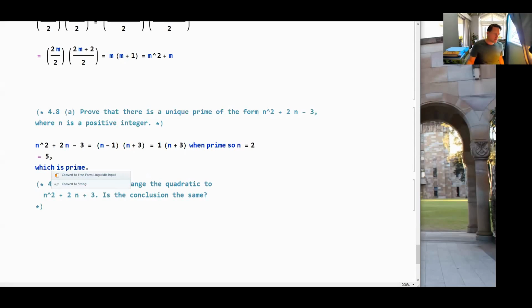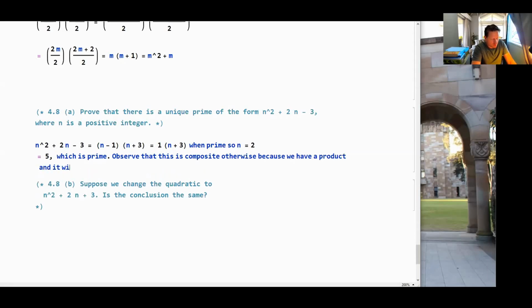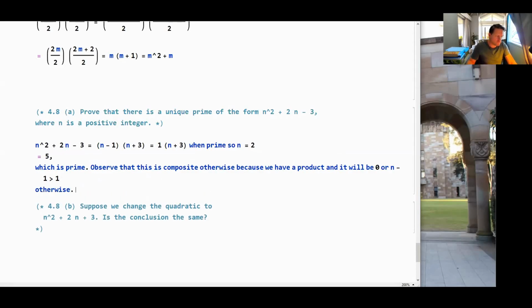Now we have to do uniqueness. To show that it's unique, you just observe that this is composite otherwise, because we have a product, and it will be 0 when n is equal to 1, or n minus 1 greater than 1 otherwise.